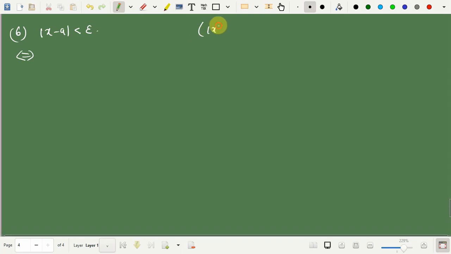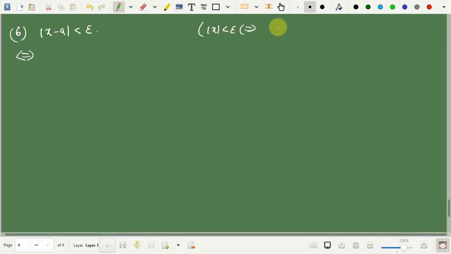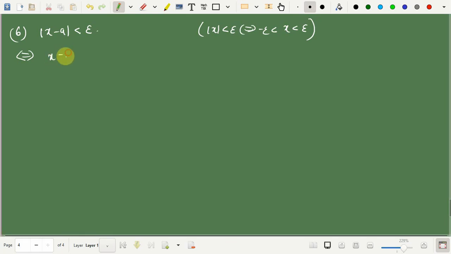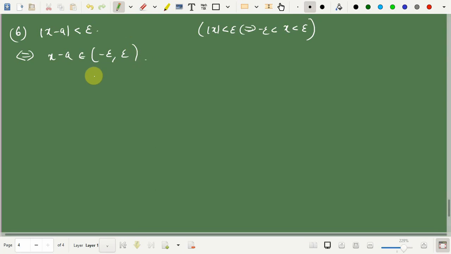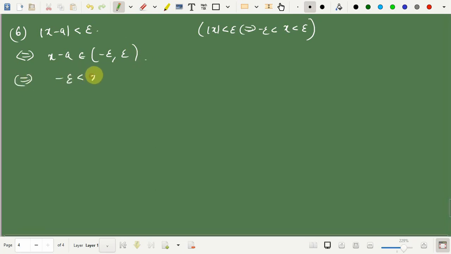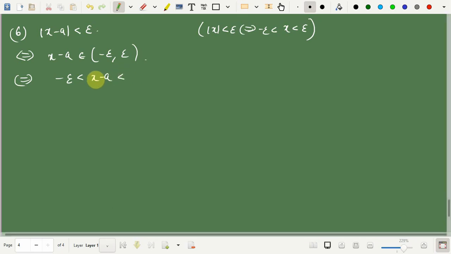So, we know that mod of x is less than epsilon if and only if x is less than epsilon and greater than minus epsilon. Okay. So, instead of x here we have mod of x. So, I am going to apply this result for x minus a. I will just consider x as x minus a in that result. So, that would imply x minus a belongs to minus epsilon comma epsilon. That is the same as, by definition of interval, minus epsilon is strictly less than x minus a, which is strictly less than epsilon.